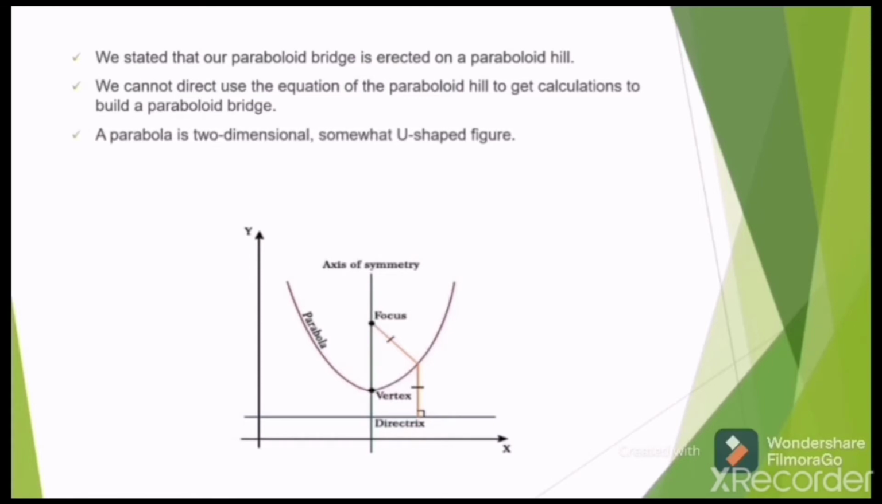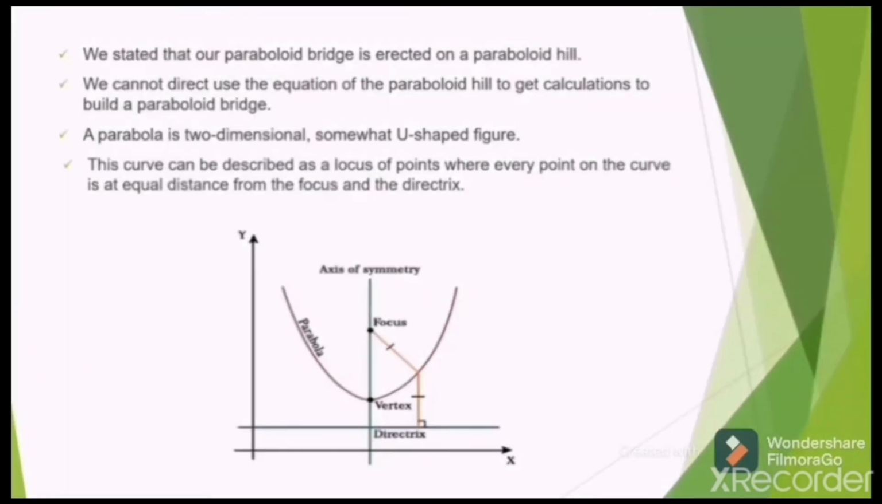A parabola is a two-dimensional, somewhat U-shaped figure. This curve can be described as a locus of points where every point on the curve is at equal distance from the focus and the directrix. So the figure given explains the location of the axis of symmetry, focus point, vertex point and directrix. And this is a U-shaped parabola where a is larger than 0.